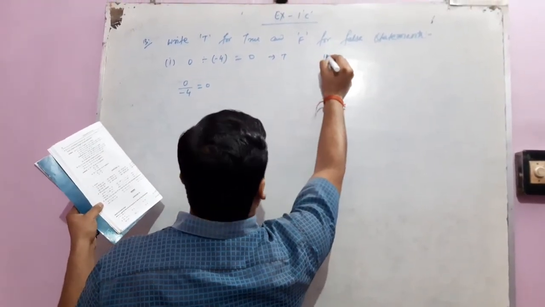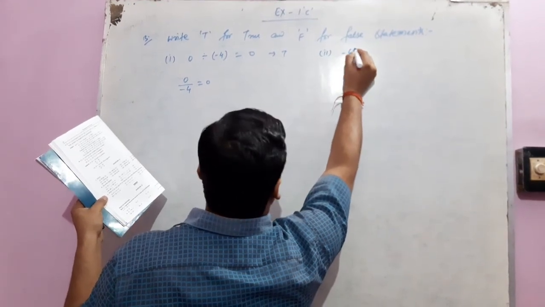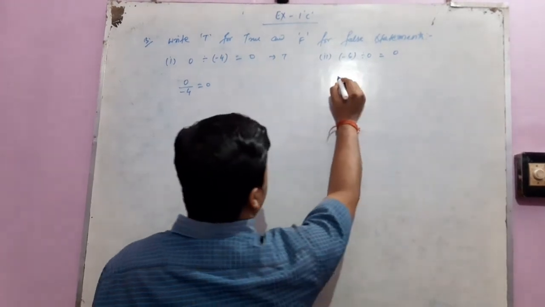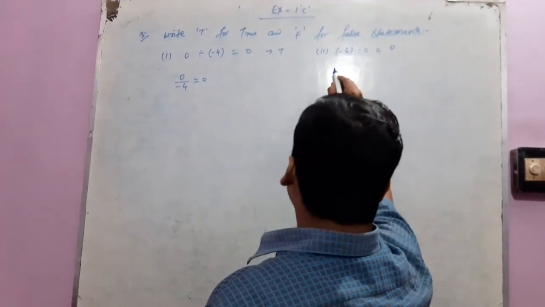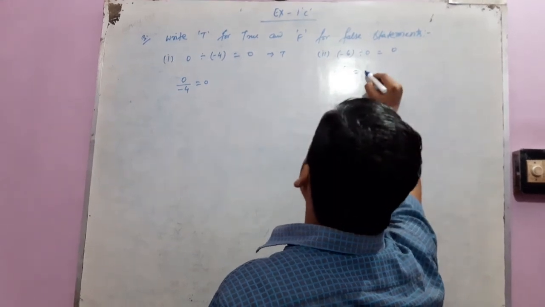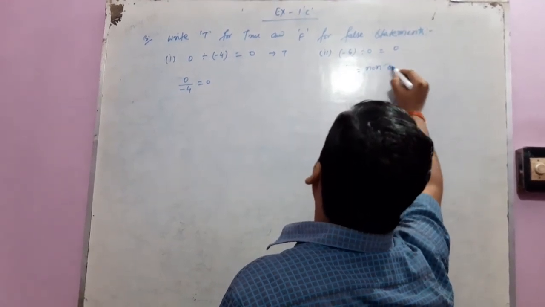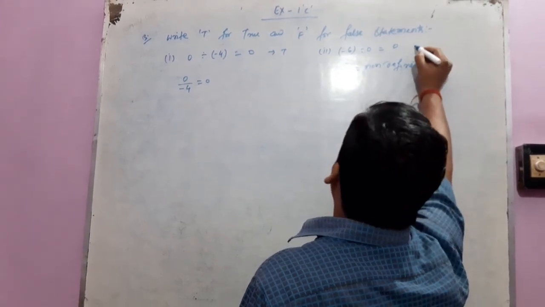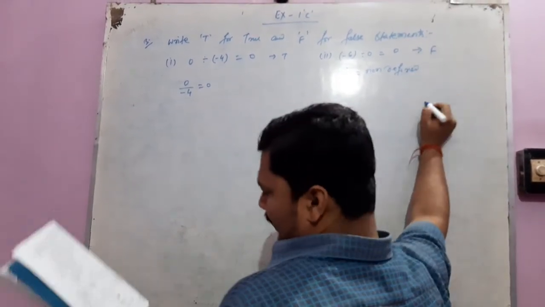Now look at question number 2. Minus 6 divided by 0 is equal to 0. No, we have just studied that when an integer is divided by 0, its result is non-defined. It is not equal to 0. Therefore, it is a false statement.